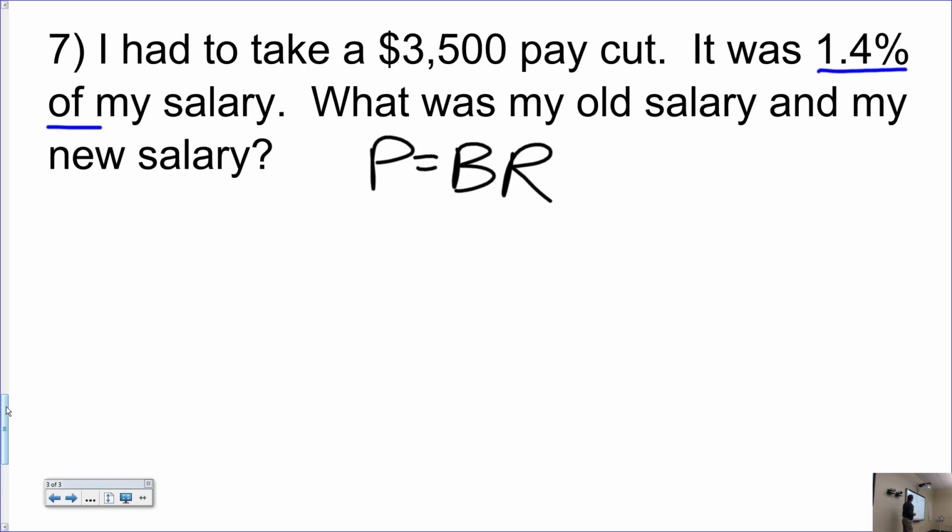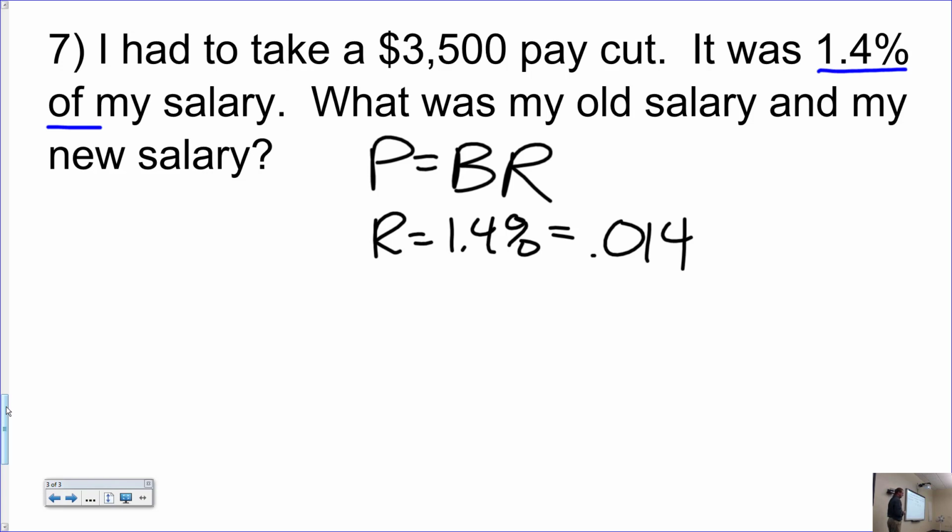Okay? So, my R is 1.4%. Again, make sure you convert it to a rate properly, 0.014. Now, the $3,500, folks, is that my portion or my base? Portion, right? Because that is the portion of my salary that they are cutting, right?